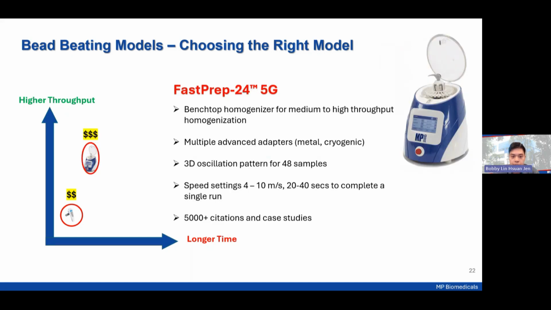Moving on, we have the FastPrep 245G. This is a benchtop homogenizer. It is relatively more costly than the SuperFastPrep, but it comes with a higher throughput of up to 48 samples. It also saves you money in terms of the amount of sample that it's able to process. The speed setting starts from 4 to 10 meters per second, with a typical time of completion around 20 to 40 seconds. For this model, we currently have more than 5,000 citations and articles published.